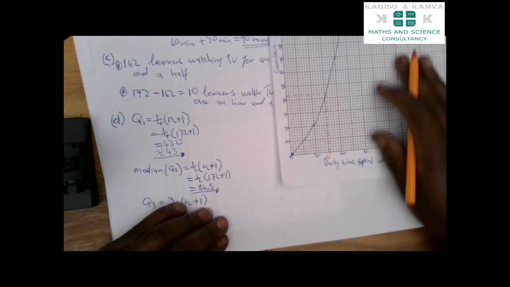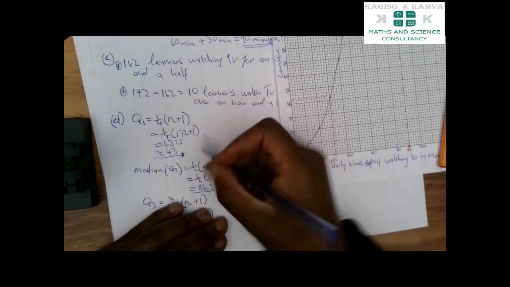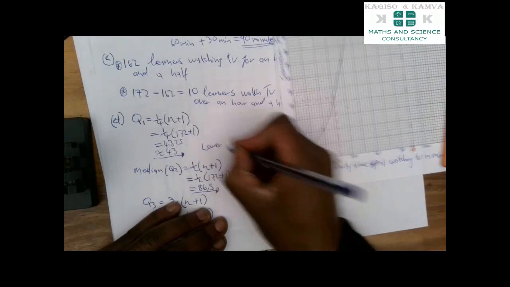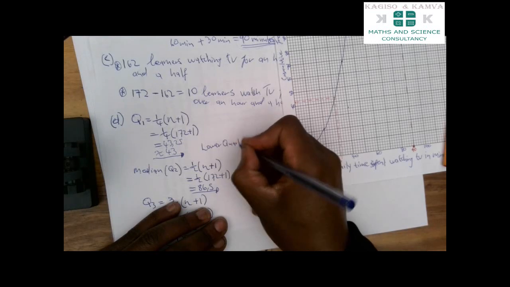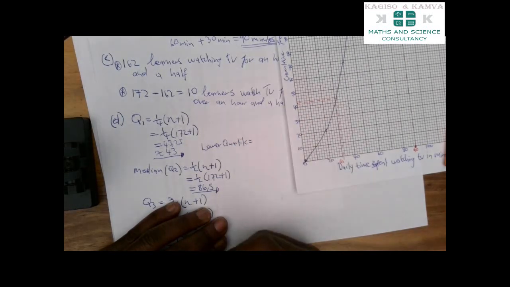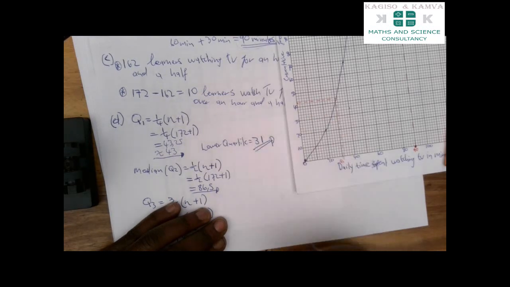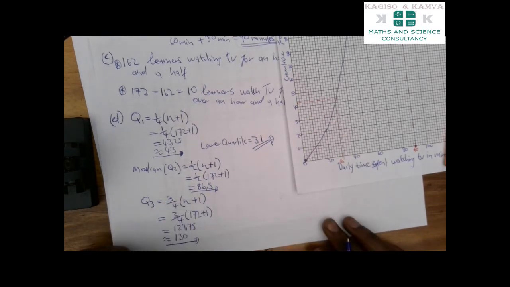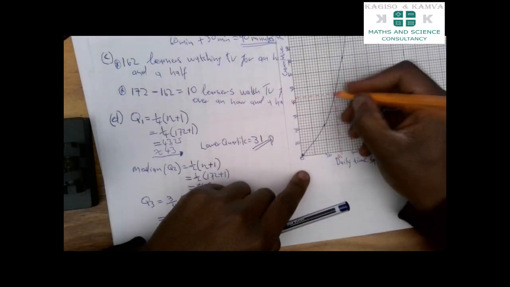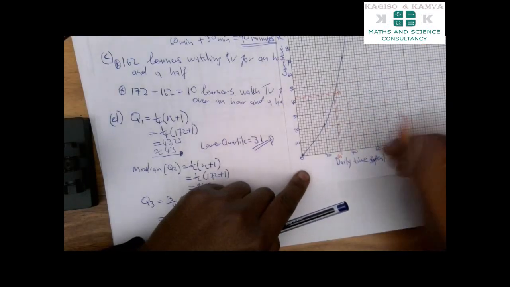So our lower quartile is equal to 31. Is equal to 31 there. Okay, so this is also Q1.